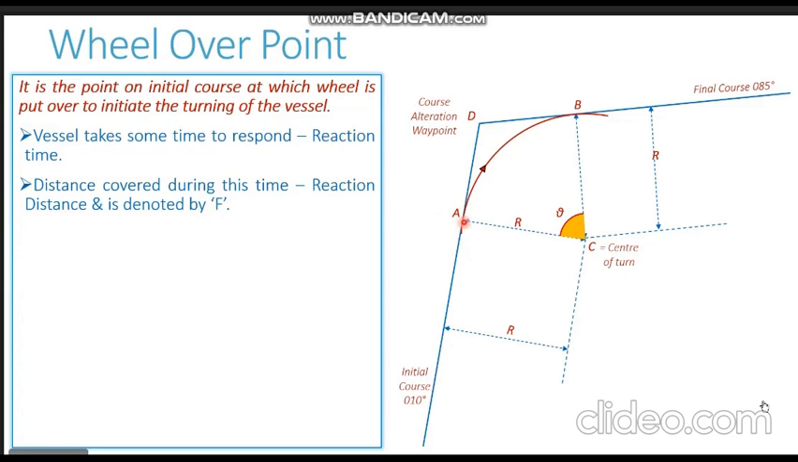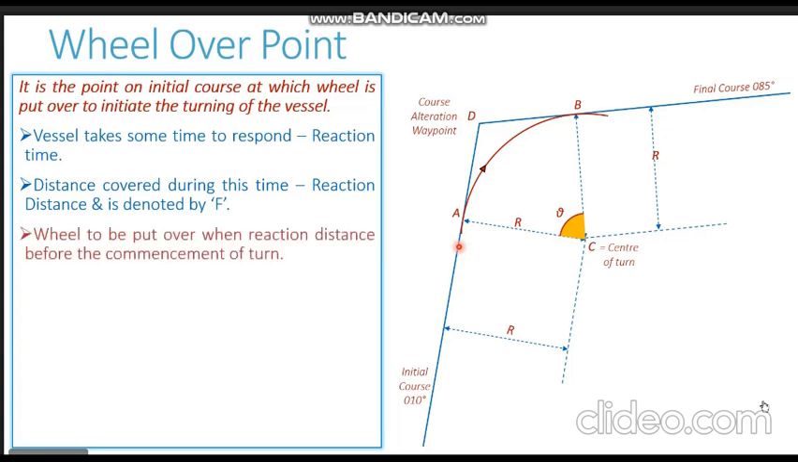So if you want your ship to start making the alteration at point alpha, the helm order needs to be given a reaction distance before reaching point alpha. So the wheel is to be put over when the vessel is a reaction distance away from point alpha. Let us assume for this particular ship, this much is the reaction distance. You can see this green color line showing the reaction distance for this vessel.